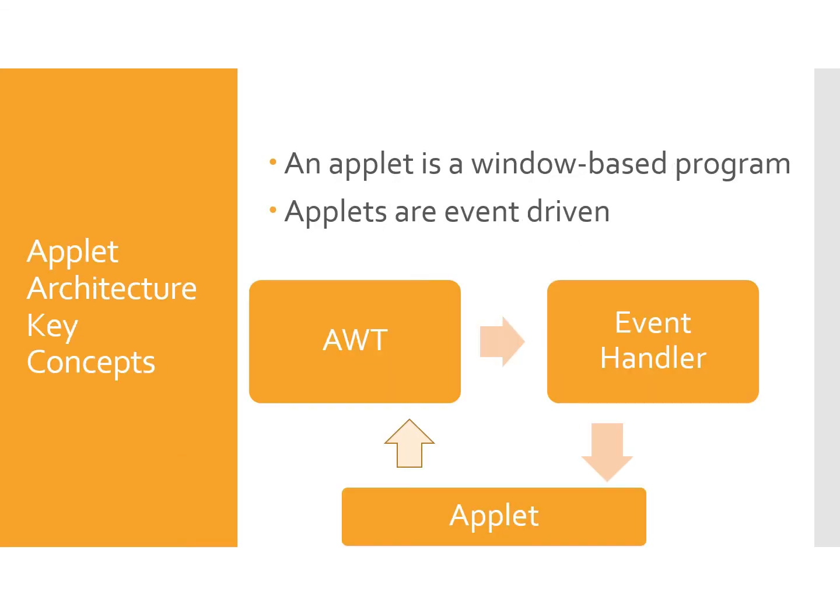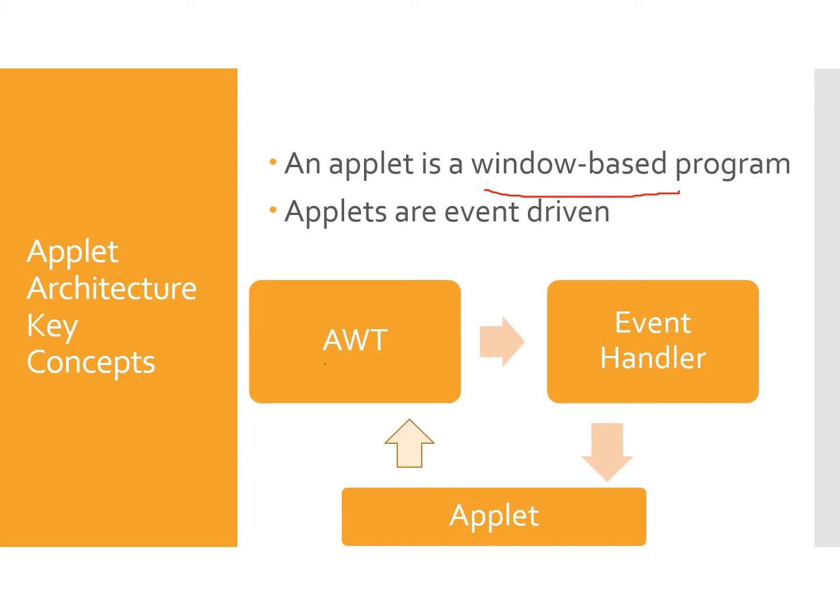We will discuss applet architecture key concepts. An applet is a window-based program. An applet resembles a set of interrupt service routines. What happens in interrupt service routine is whenever some interrupt occurs, then based on that interrupt, particular service routine is called. Here, applets are event driven. So, whenever some event occurs, accordingly, applet works on that event. That is why it resembles a set of interrupt service routines.